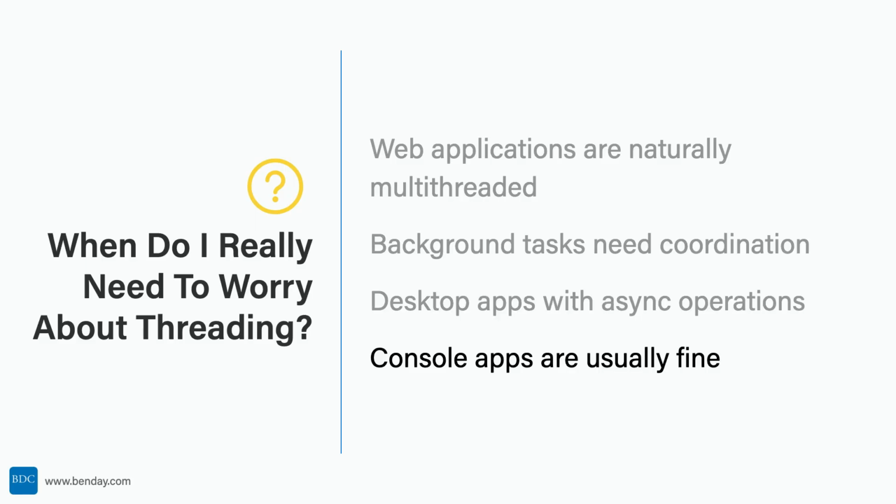Simple console apps with no explicit threading? You're probably fine. The main thread runs your code sequentially. Unless you're deliberately creating threads or using Parallel.For, you don't need locks.